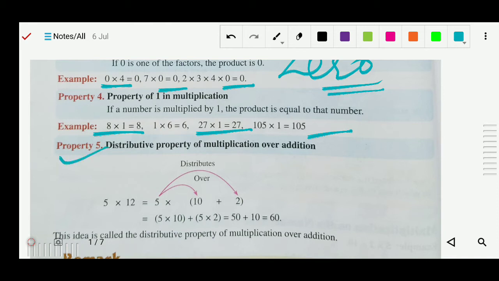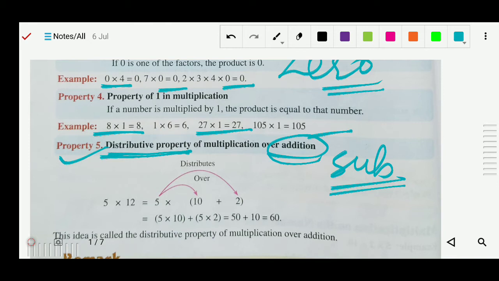Next is the property, that is the distributive property of multiplication over addition. Here are two types of this property. Distributive property of multiplication is of two types. One is multiplication over addition, and one is multiplication over subtraction. That subtraction property you do not need to study now. In the next class you will study it. Today you only have to know the distributive property of multiplication over addition. Subtraction you will study in the next class. In the higher classes, I think 5 and 6, we will study it.